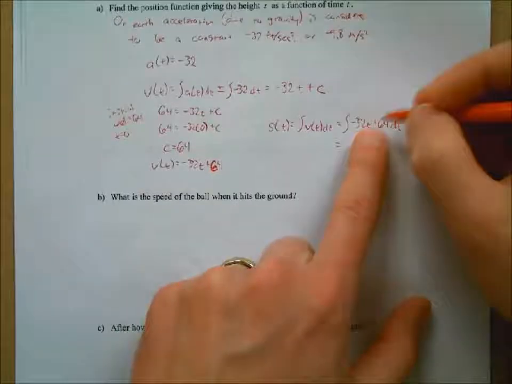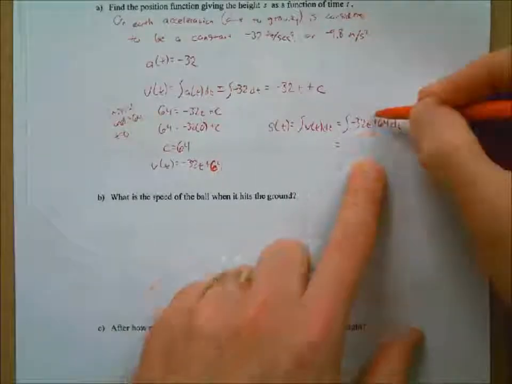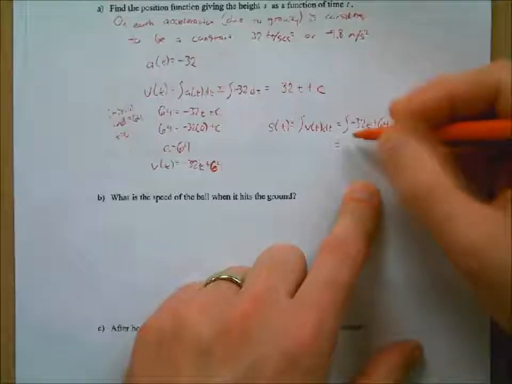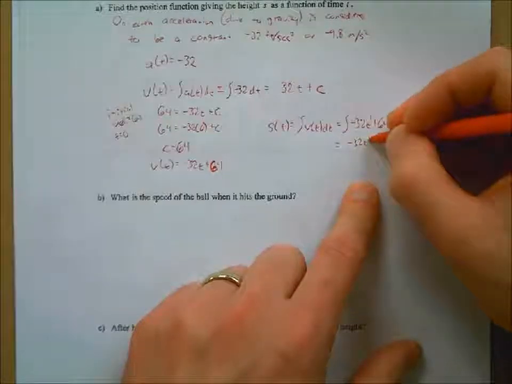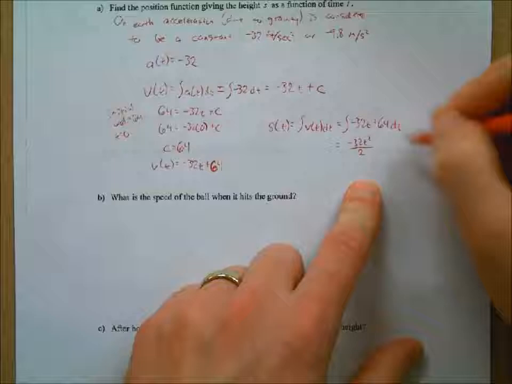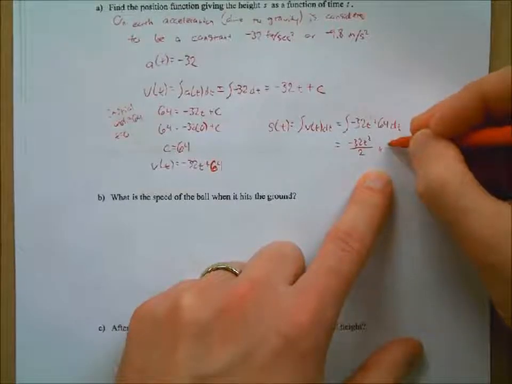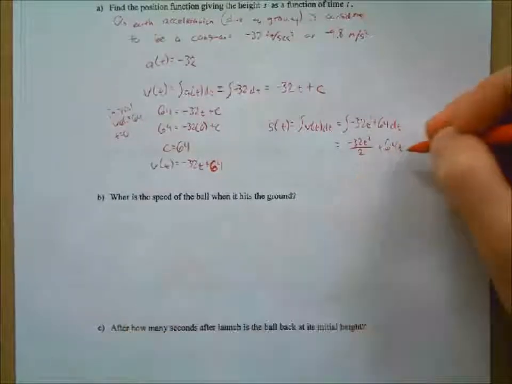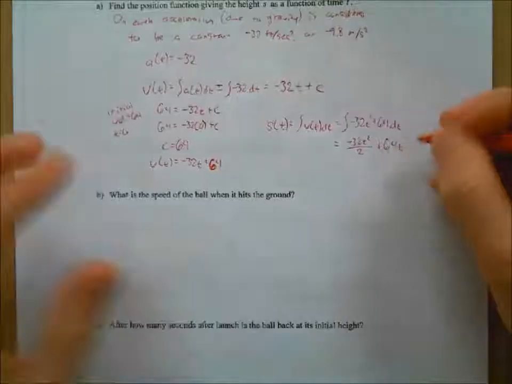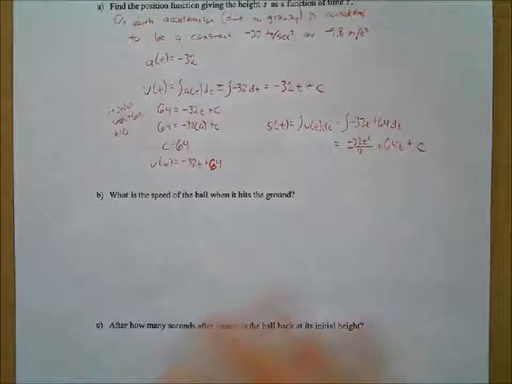Remember that t is t to the 1, so we're going to add 1 to our exponent. It becomes t squared. So we get negative 32 t squared divided by the new power, 2. And then 64 becomes 64t. Of course, you can talk about dividing by the new power of 1, but it doesn't really matter. And then we have another c. Another constant of integration shows up.